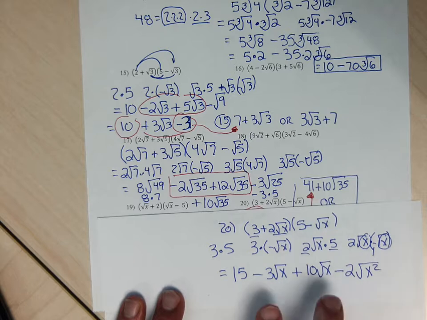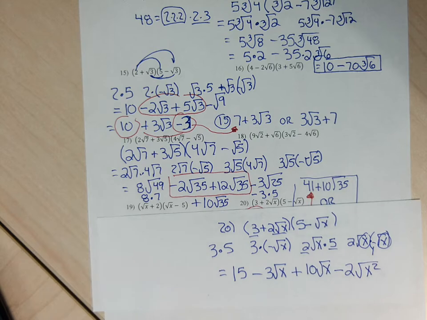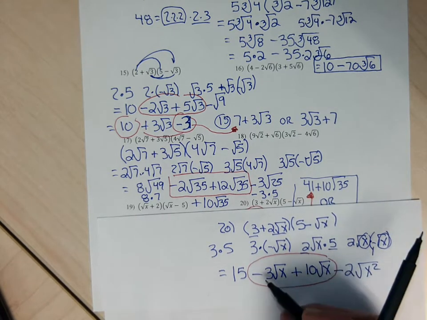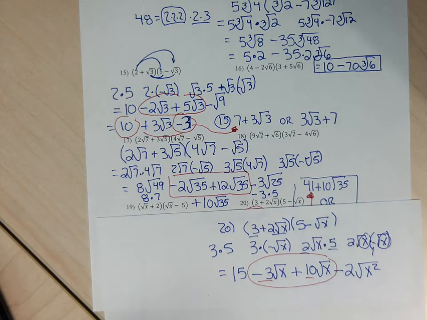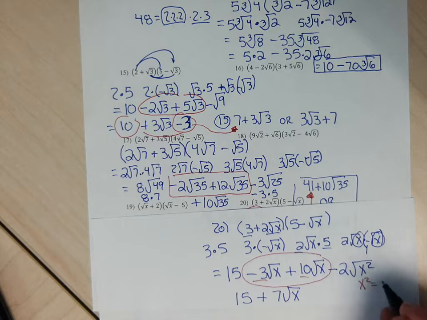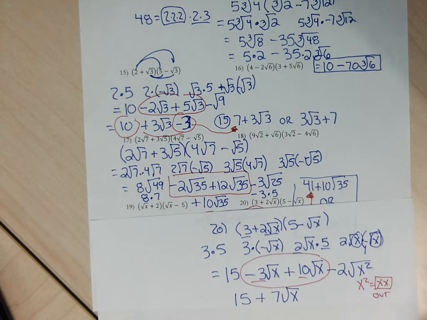These 2 radicals don't reduce because there's only a single x under the radical, and to reduce I would need 2 x's. So I'm just going to combine these, and the numbers in front have opposite signs, so I'll subtract them. 10 minus 3 will give me positive 7. So the radical part of my answer is going to have 7 square root of x. The last piece, the x squared, it's a perfect reduction.